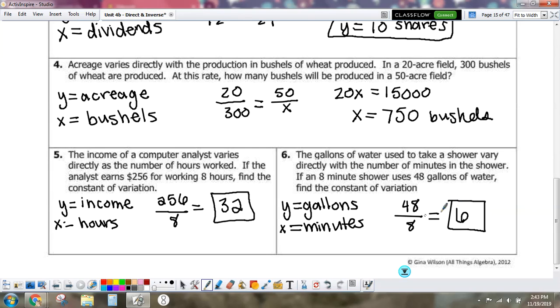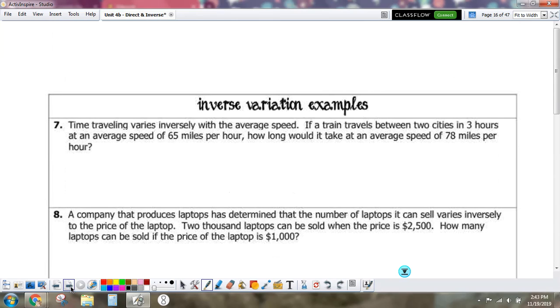So we're going to go ahead and flip to the back, and we're going to try out some inverse variation examples. So for inverse variation, remember, it is the opposite. Instead of doing our division and setting for proportions, we're just going to multiply our numbers together. Okay, so for number 7, it says time traveling varies inversely with the average speed. If a train travels between 2 cities in 3 hours at an average speed of 65 miles per hour, how long would it take at an average speed of 78 miles per hour? So we need to go ahead and figure out, we have 3 hours, 65, so that's obviously one of our points, and 78, and then the other missing thing.